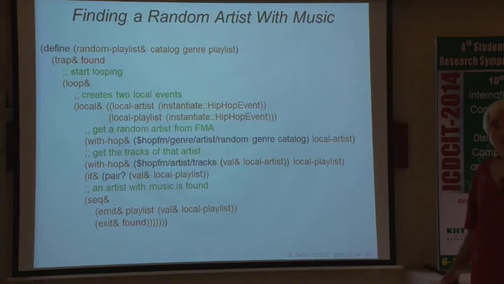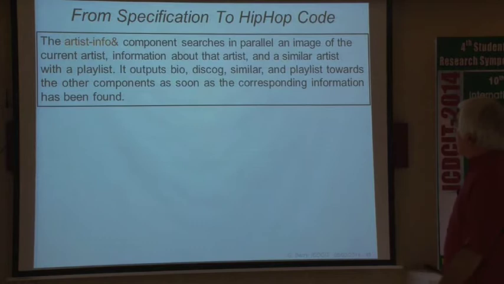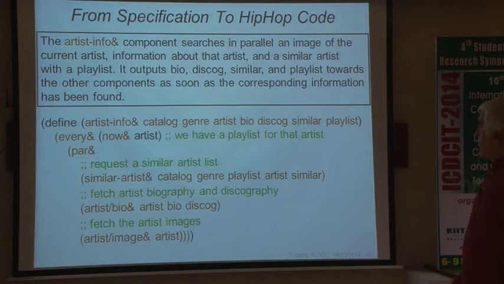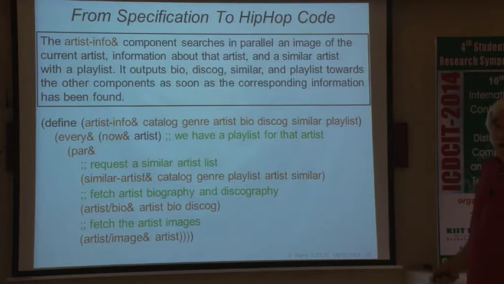And here is a more complex specification. In English, the artist info component searches in parallel an image of the current artist information and a similar artist. It outputs bio, discography, similar, and playlist toward the other components. So, trivial. Every time you get a new artist, you do the three requests in parallel. Again, no threading, deterministic.